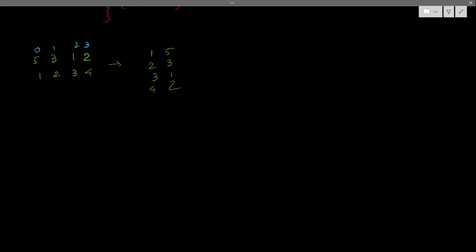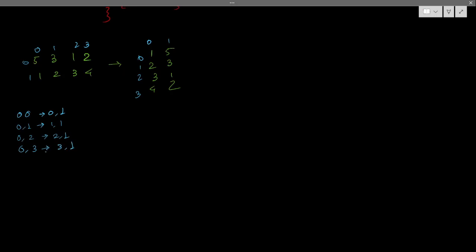0 1 2 3 and 0 1. So 0 0 goes to which place? 0 1. Then 0 1 goes to which place? It goes to 1 1. Then 0 2 goes to 2 1. Then 0 3 goes to which place? It goes to 3 1.